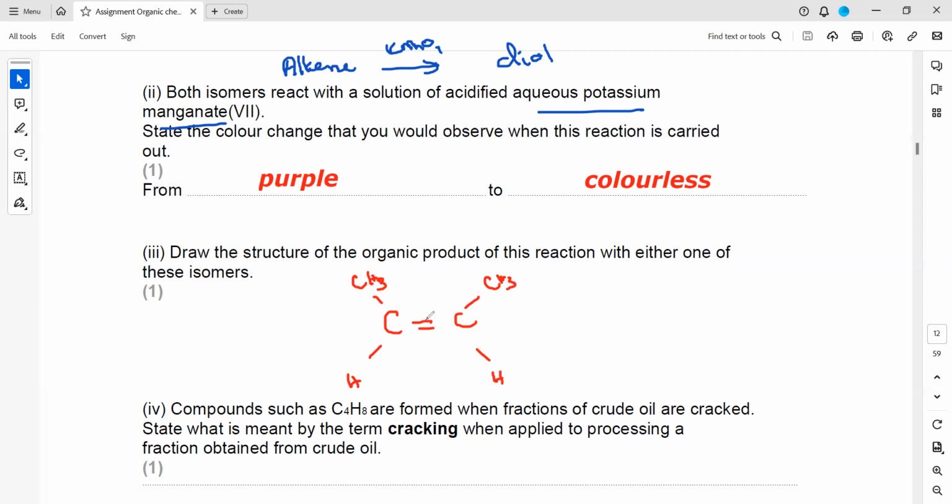The carbon-carbon double bond will break. This carbon-carbon double bond will turn into a single bond. And on both sides, the OH group will attach. This will have OH. This will also have OH. So whenever acidified potassium manganate is used, it will convert alkene into diol. The term diol means two alcohol groups will be attached. That's called diol.